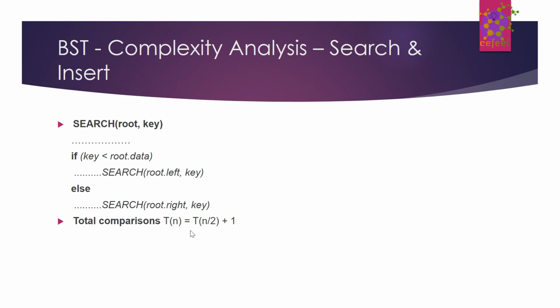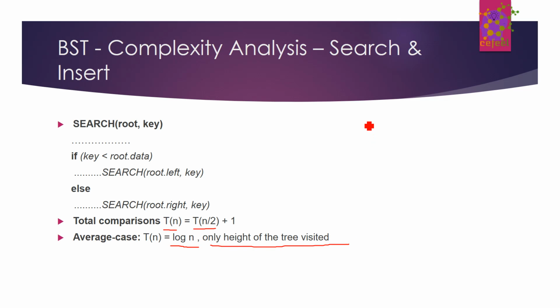That's why the time complexity is T(n/2), which means we are effectively halving it, plus 1 for the comparison. And in the average case, if we solve this recursion, it's log n, which is actually pretty good compared to an array. Intuitively, only the height of the tree is visited. We just go down each level one by one, so we are not traversing all the elements in the binary search tree.